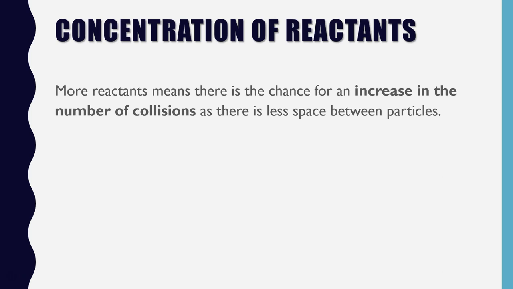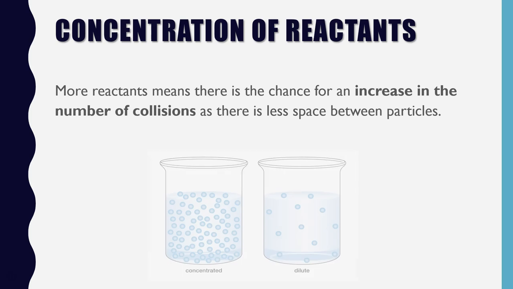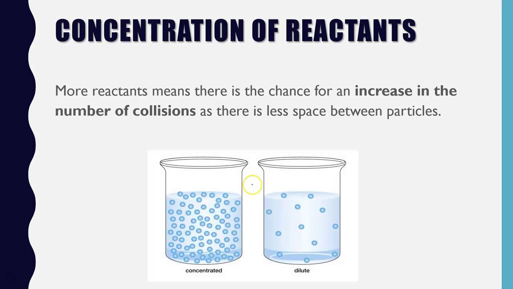What this means is that the more reactants there are, the more we increase the chance of collisions. If we have more reactants bumping around in solution, we're going to see more collisions because there are fewer spaces between particles. And if we have more collisions, then we have a greater chance of successful collisions, because our reactants have a greater chance of bumping into each other, which flows on to our ideas of collision theory.